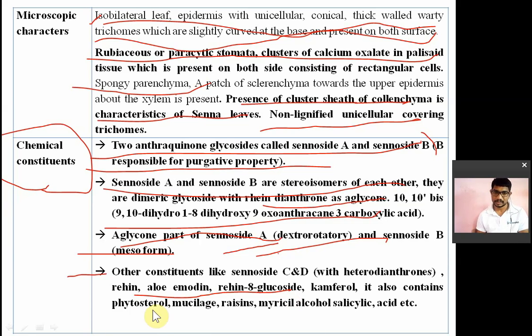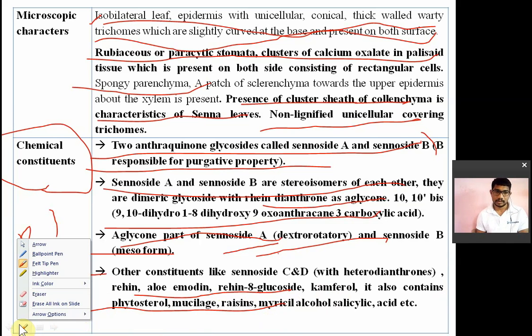Phytosterol, mucilage, resin, myricyl alcohol, and salicylic acid are also present. But what is important over here? Sennoside A and sennoside B. Out of that, sennoside B shows the purgative activity, and sennoside B is a meso. We'll see it again. I will demonstrate these things with structure also. We'll see the uses of this.